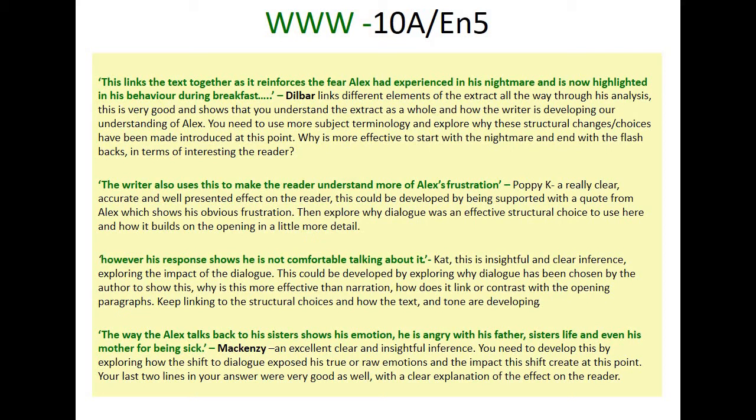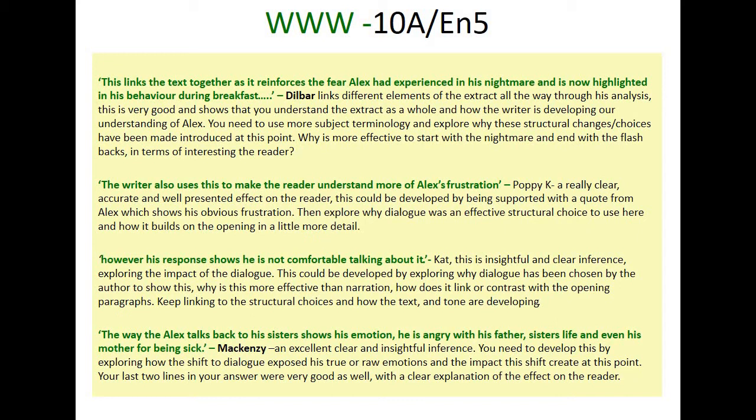Now the next person we're going to look at is Poppy's work. So the writer also uses this to make the reader understand more of Alex's frustration. Poppy, a really clear, accurate and well presented effect on the reader. Really nicely done. This could be developed by supporting with a quote from Alex which shows his obvious frustration. Okay, you talk about his frustration really nicely in this one, and I think it was the one above, but you need to evidence that. Then explore why dialogue was an effective structural choice to use here and how it builds on the opening in a little more detail.